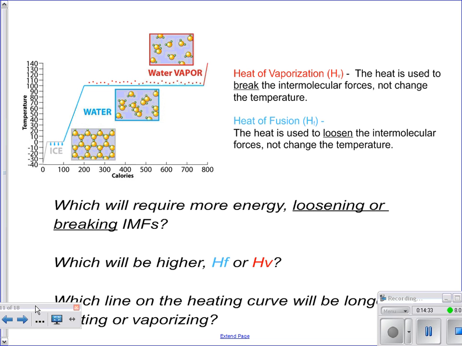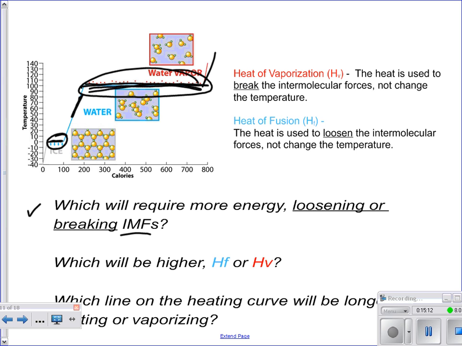If we were to see a heating curve scaled properly, you would see that this would be a tiny little line, and then right here we've got a much longer line. And the reason being, if we ask this question, which requires more energy? This part right here, where all you're doing is just loosening up these solids to turn to a liquid, or this part right here, where you're actually taking these molecules that are held together as a liquid, and they're overcoming these intermolecular forces and breaking apart and turning into a gas. This takes a lot more energy.